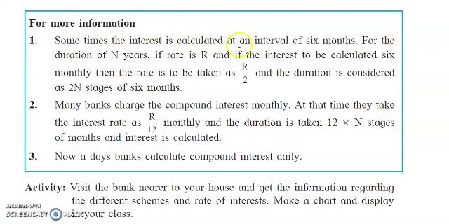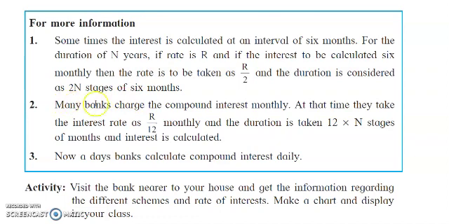Sometimes the interest is calculated at an interval of 6 months. We have seen that generally compound interest is calculated after 1 year, but sometimes it is calculated at an interval of 6 months also. For the duration of n years, if the rate is R and the interest is calculated after 6 months, that is 6 monthly, then the rate is to be taken as rate upon 2, that is half of the year, and the duration is considered as 2 into n stages of 6 months.